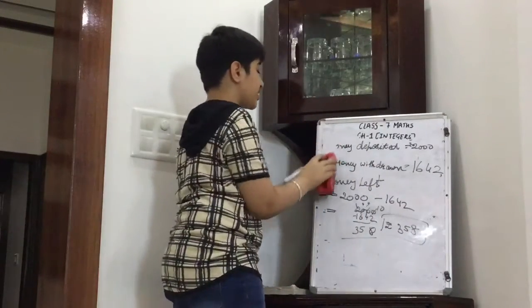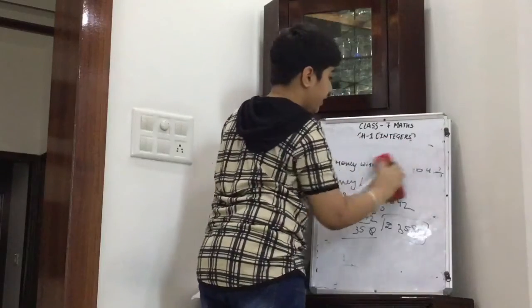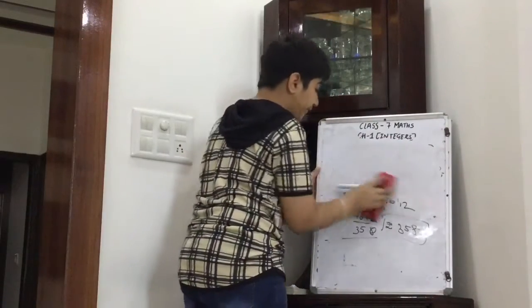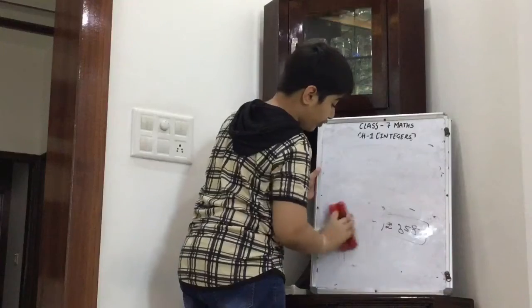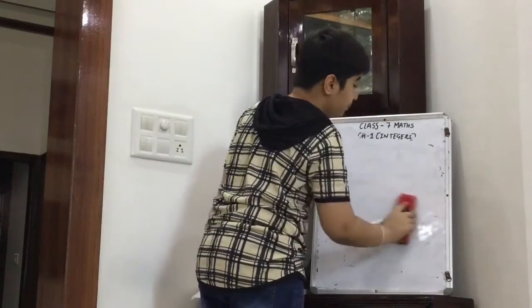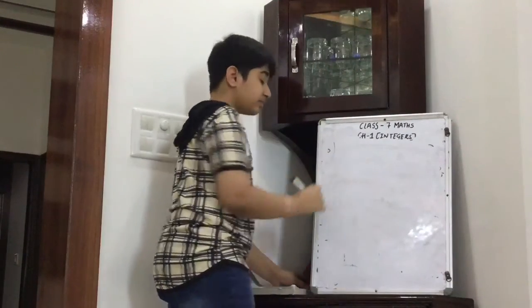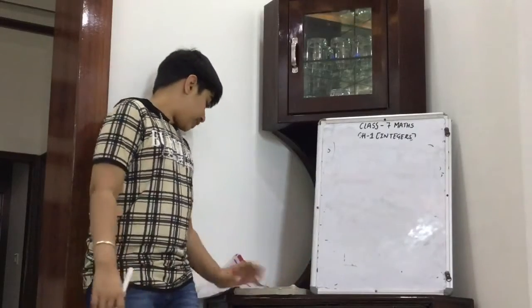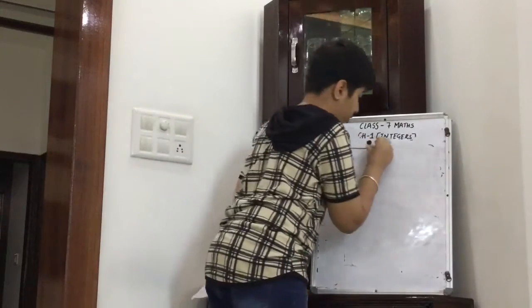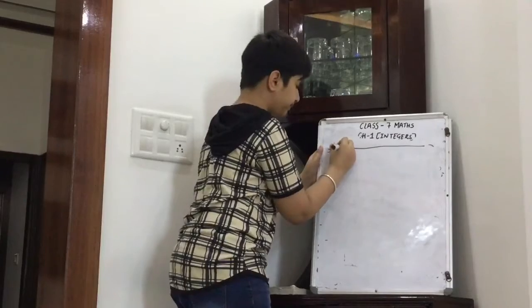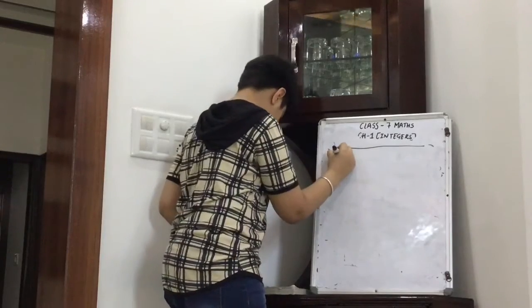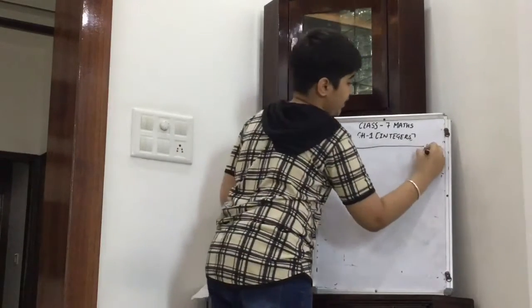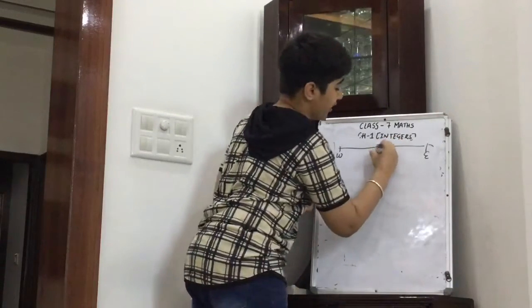Coming to the sixth question, which is actually to be done in number 9. There are two methods for doing the sixth question. First, I'll explain the first method, which is the easier one. Then we'll come to the next method. Coming to the easier method, it is like a number line. Draw here. This is west, this is east.